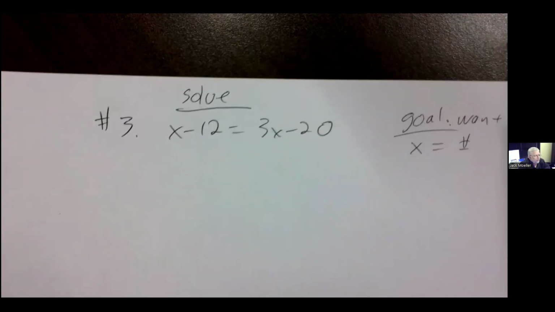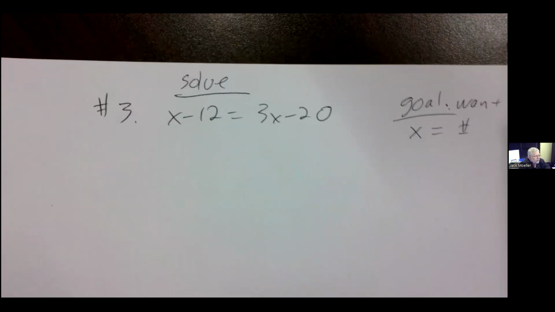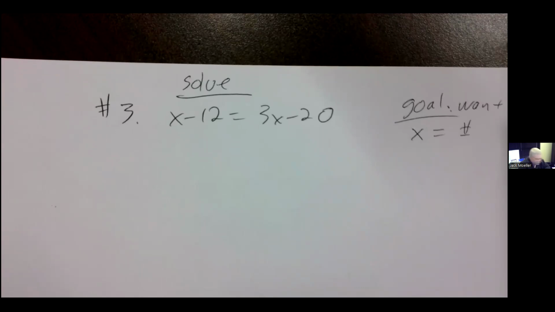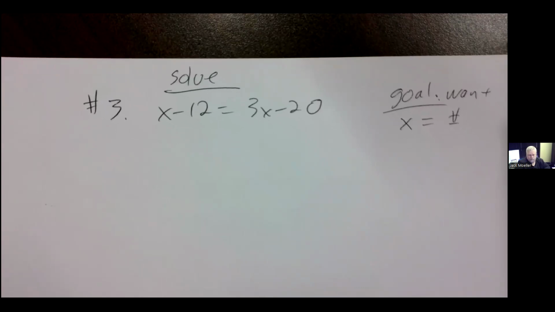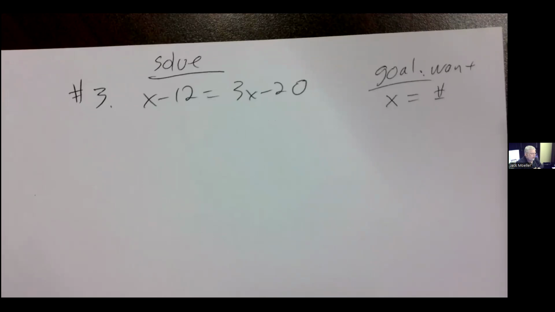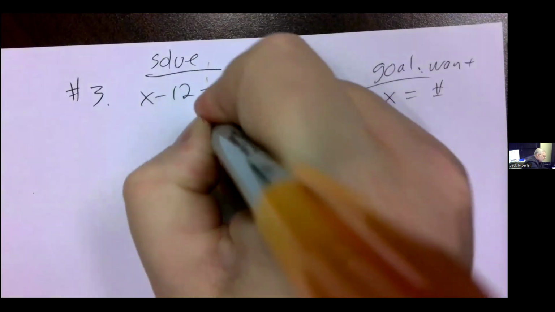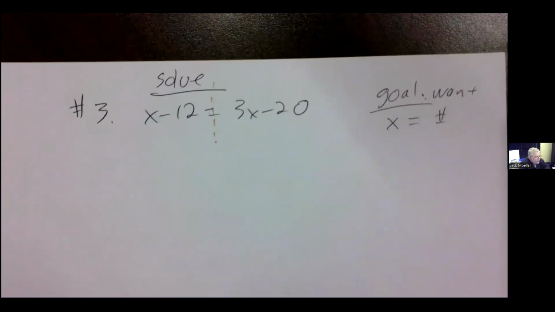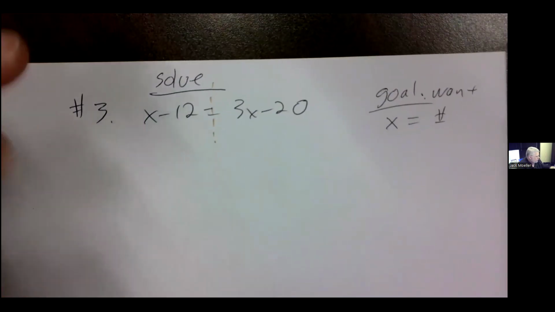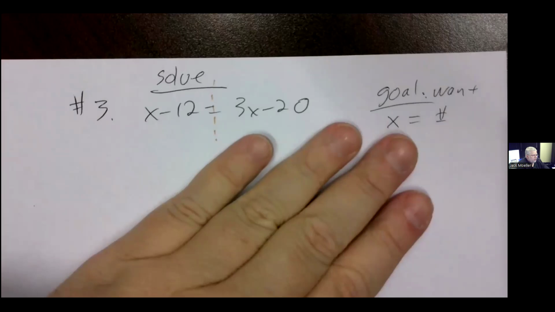So when you have something like this, x minus 12 equals 3x minus 20, how do you solve it? How do you get x by itself? Well, first thing is, treat that equal sign sort of like a grouping symbol in order of operations. You have the left-hand side and the right-hand side of the equation.